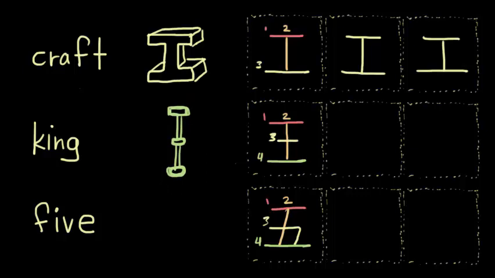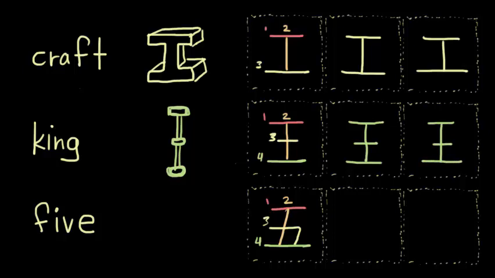Okay, so let's write out king a couple times here. We got 1, 2, 3, 4. One more time. 1, 2, 3, 4.